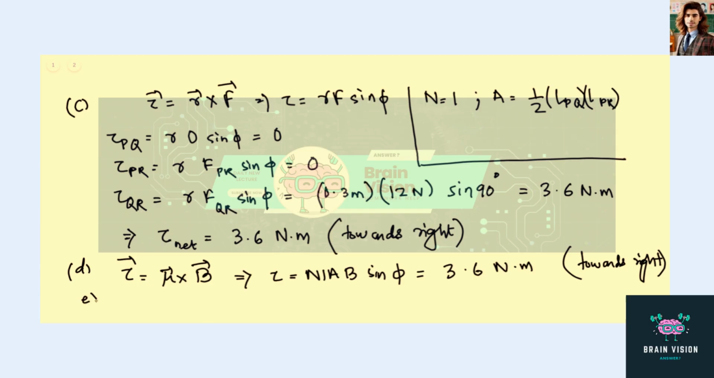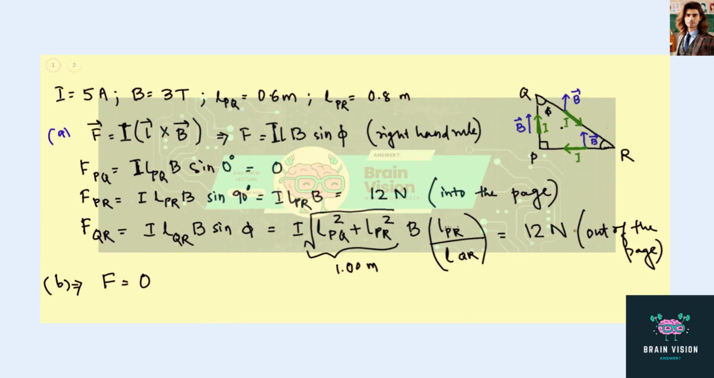And for part E, we see that F_QR is out of the page, and since this is the force that produces the net torque, the point Q will be rotated out of the plane of the figure, because the torque is towards the right. So this point is going to be rotated out of the plane of the figure.